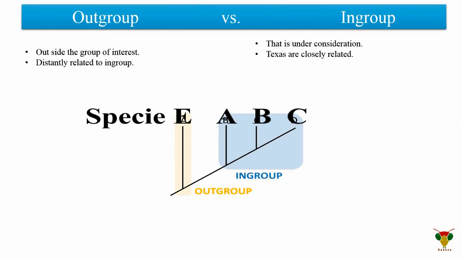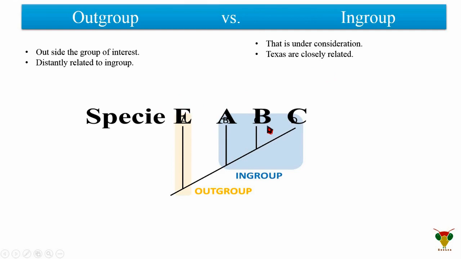species E. Second, in-group. In-group in biology is a group of taxa that is considered in determining evolutionary relationship. The taxa in an in-group are closely related. In diagram, species A, B, C and D are of in-group species.